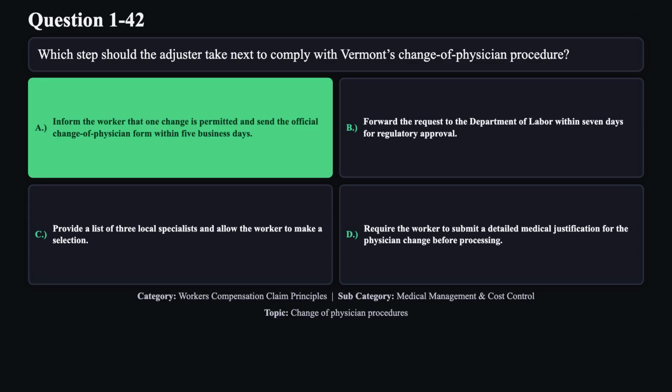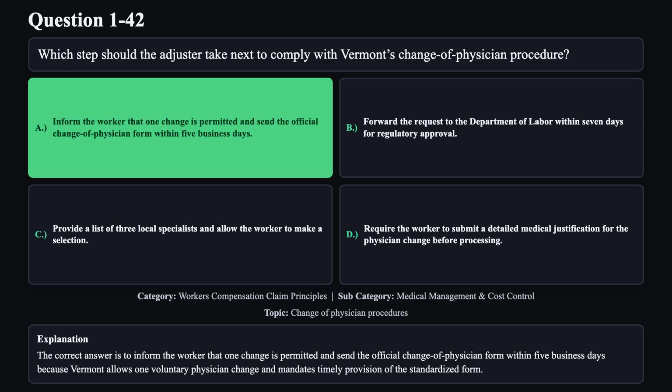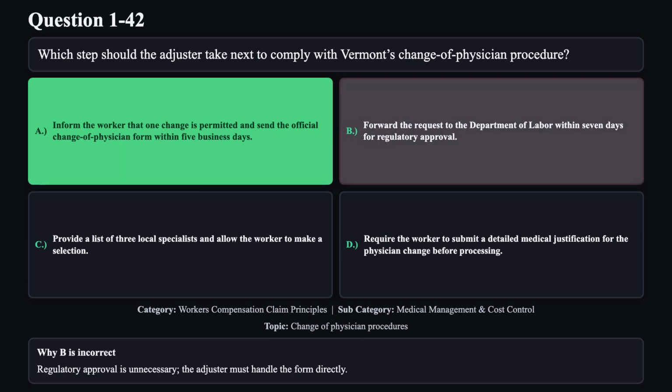The correct answer is A. The correct answer is to inform the worker that one change is permitted and send the official change of physician form within 5 business days, because Vermont allows one voluntary physician change and mandates timely provision of the standardized form. Reason B is not correct. Regulatory approval is unnecessary. The adjuster must handle the form directly.